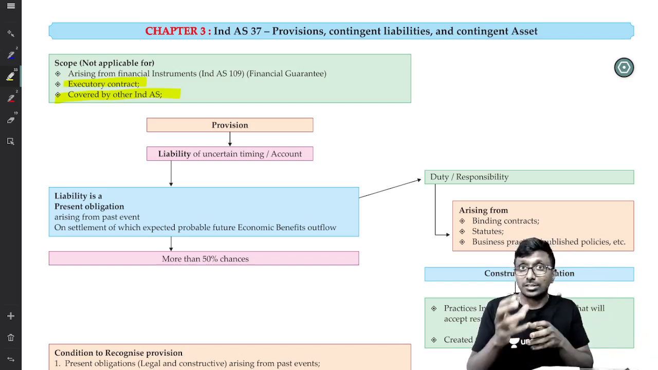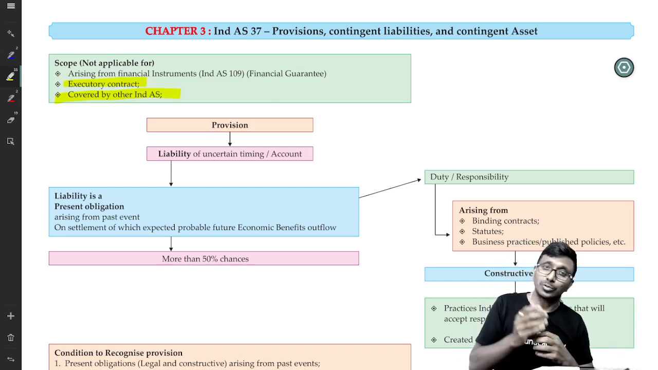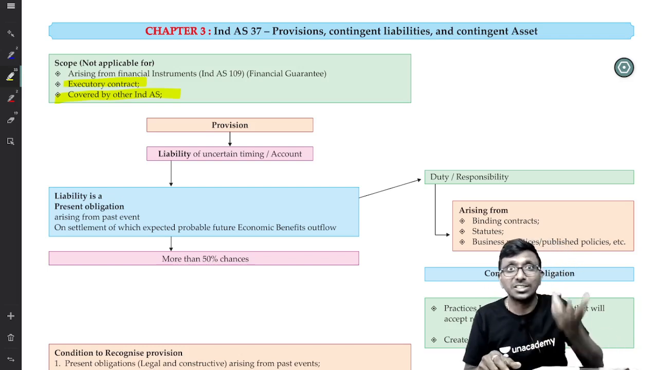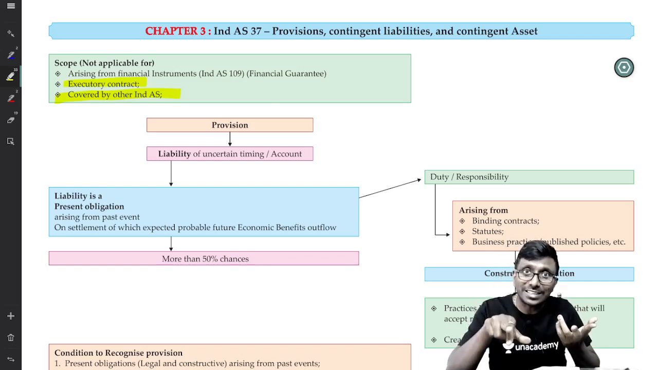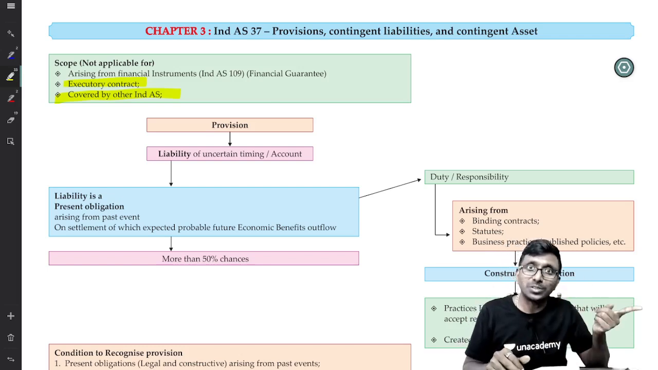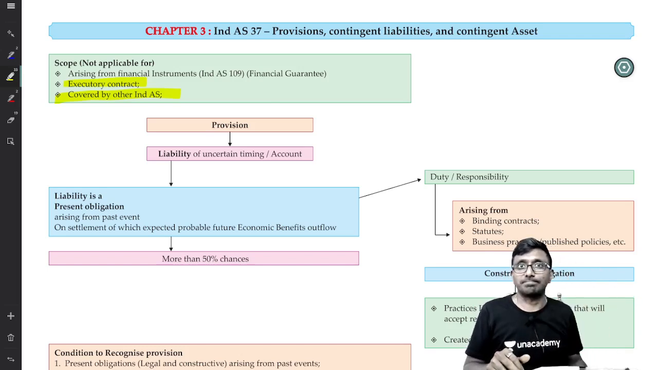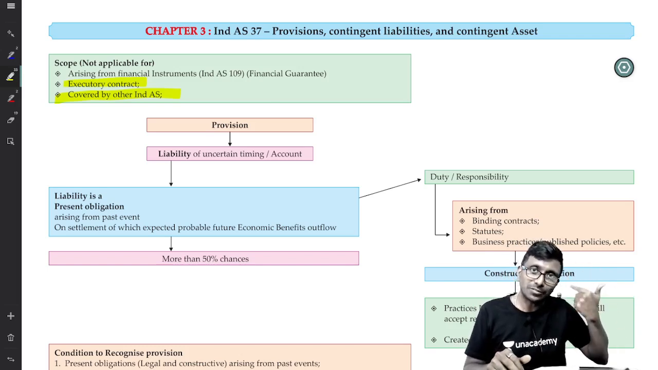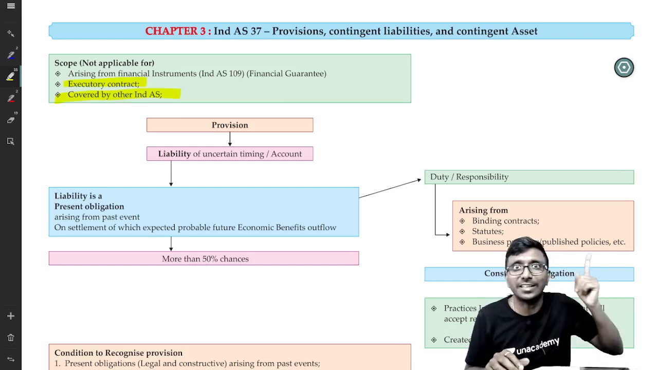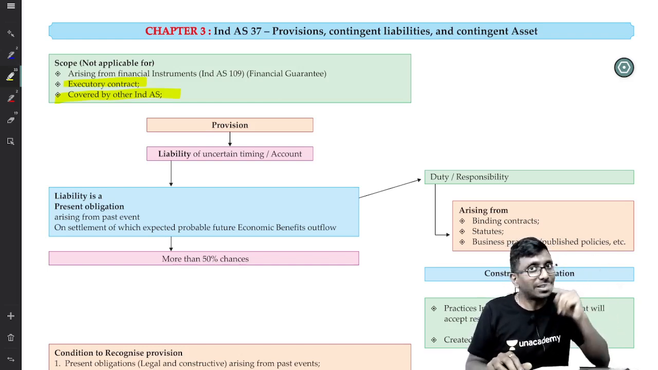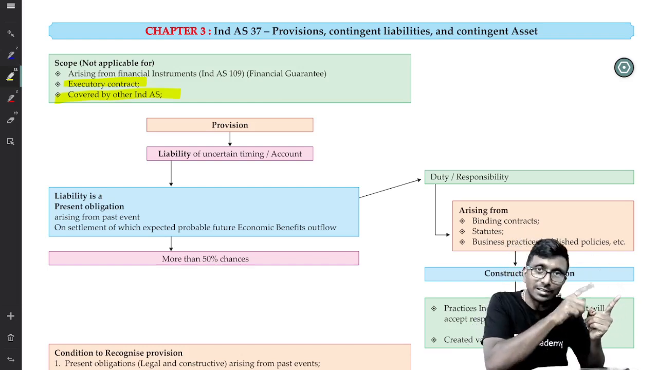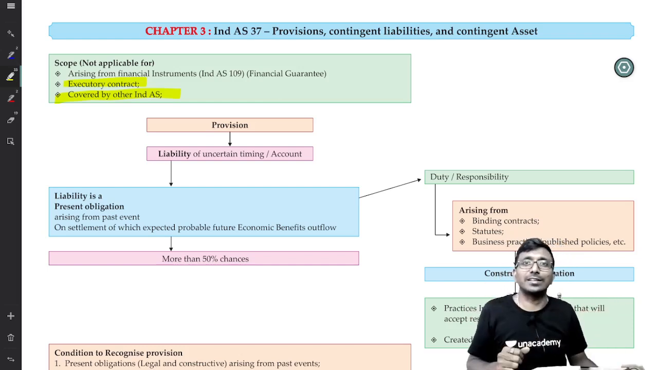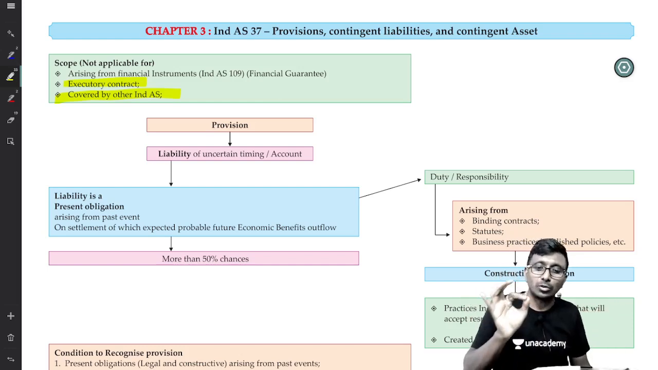Next, a provision with respect to business combinations: provision for contingent liabilities with respect to business combination. Even though it is a contingent liability, with respect to business combination, if there is a present obligation, you are supposed to recognize it in the books of the acquirer. Why? That is specifically said by Ind AS 103. Under that circumstance, don't come to Ind AS 37.